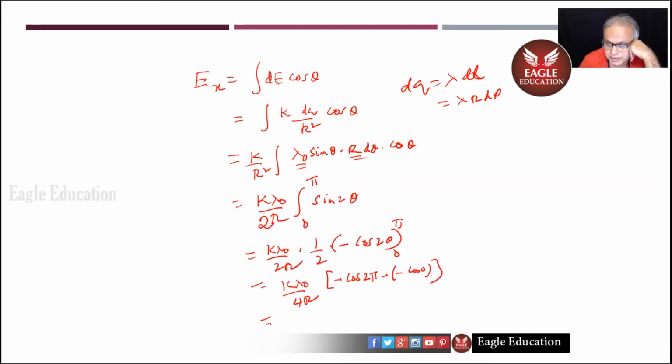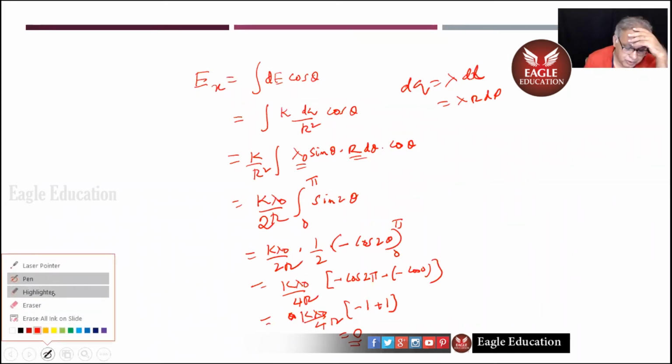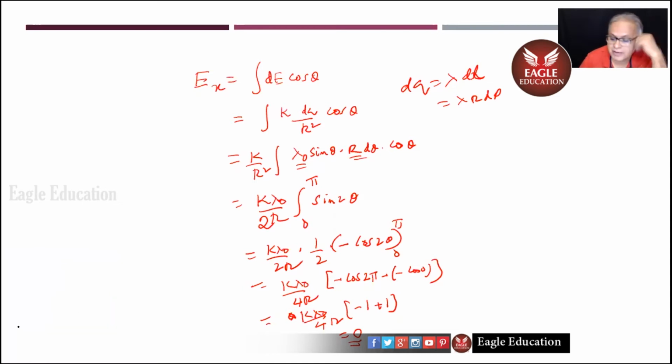Tell me, cos 2 pi is how much? -1. So lambda naught by 4r into minus 1, minus 1 plus 1, so it is 0. Okay. So you have to get it by proof all the time. But otherwise, I was asking you the physics way of looking at it. What does it mean? I'll show you.